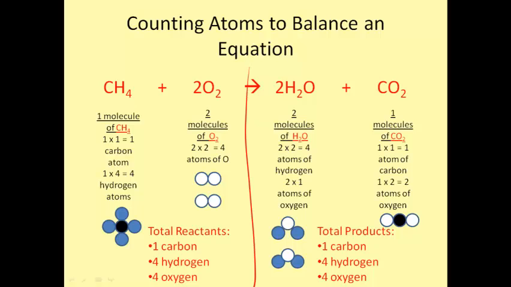So on the reactant side, we have 1 carbon atom, and on the product side we have 1 carbon atom. On the reactant side we have 4 hydrogen atoms, and on the product side, we have 4 hydrogen atoms. And on the reactant side, we have 4 oxygen atoms, and we have 4 oxygen atoms on the product side. The reason this is important is because it shows that no matter has been created or destroyed. The atoms have just rearranged themselves. It's important to balance a chemical equation to show this.